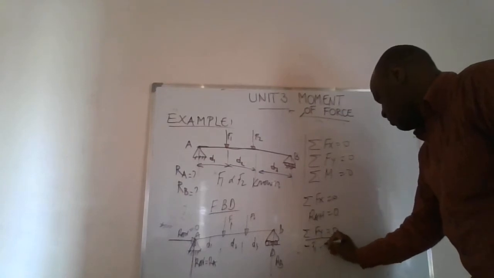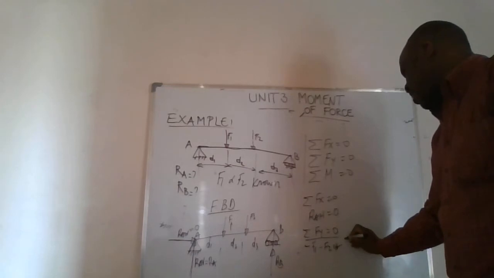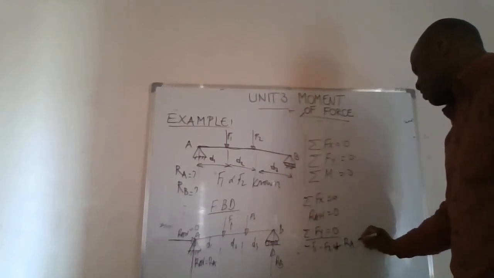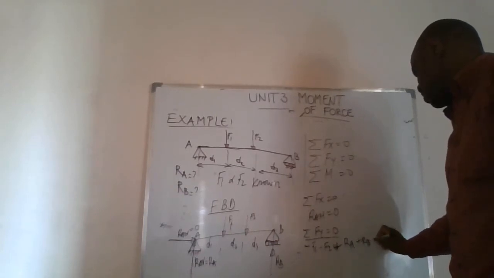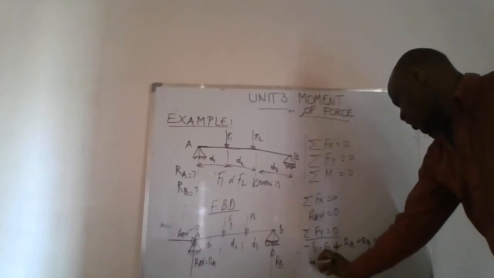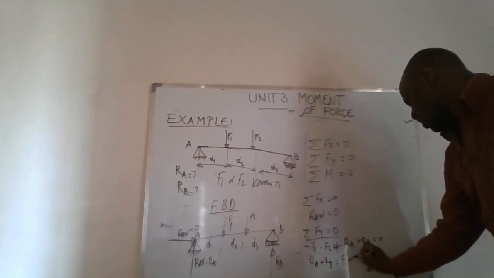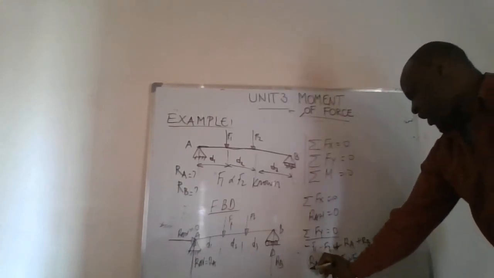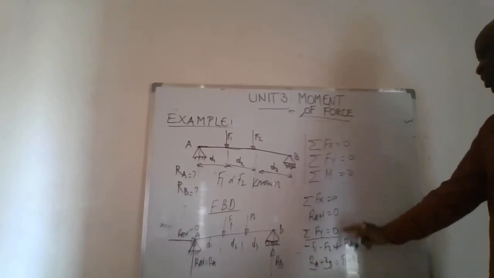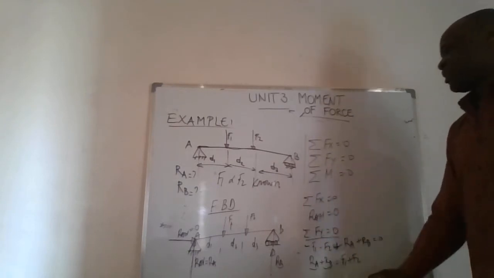Minus F1 minus F2 plus RA, because it's only one RA, plus RB is equal to 0 according to this. I'll find myself with this situation, RA plus RB equal to F1 plus F2. And this equation has two unknowns. Those are the two unknowns that we are looking for. Therefore, this equation is not going to help us to solve for the unknowns. Let me take the third one.